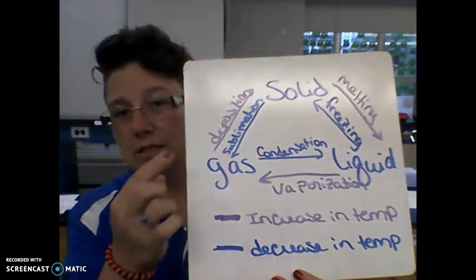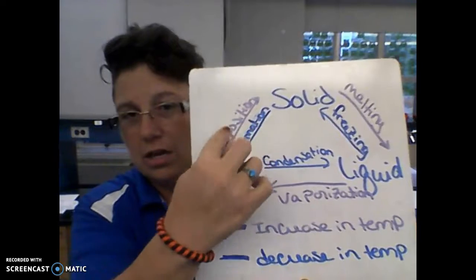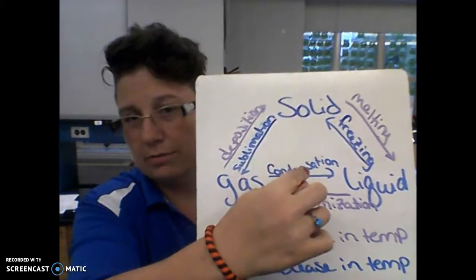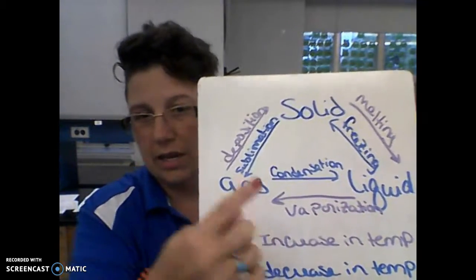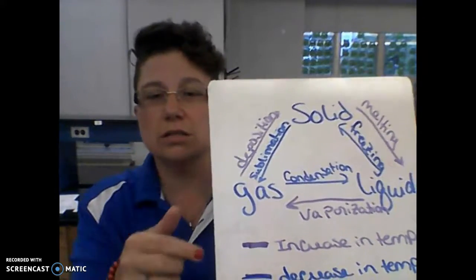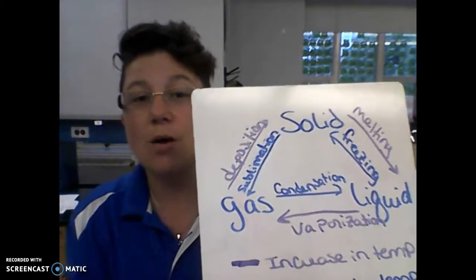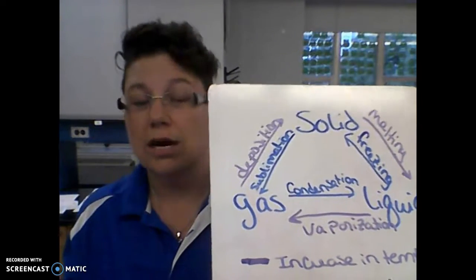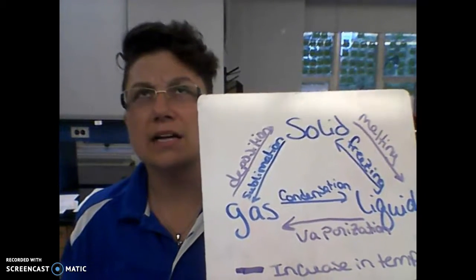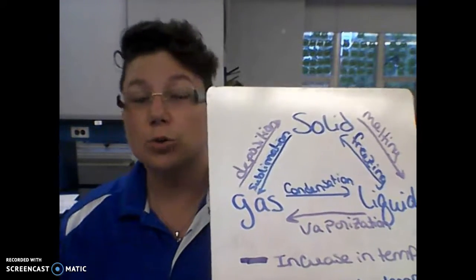Now say we increase the temperature, so the gas goes to a solid, which is deposition, and then you go from solid down to a liquid, which is melting, and liquid into a gas, which is vaporization. So examples, solid into a liquid would be ice melting. Liquid into a gas would be that water turning into hydrogen gas and oxygen gas.